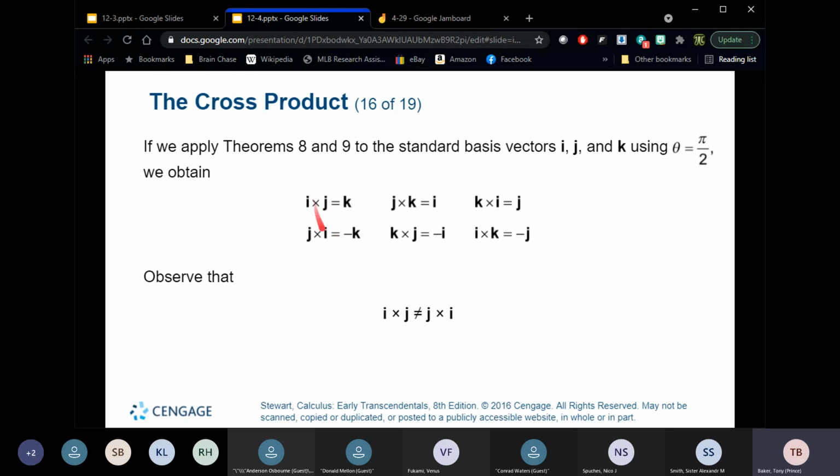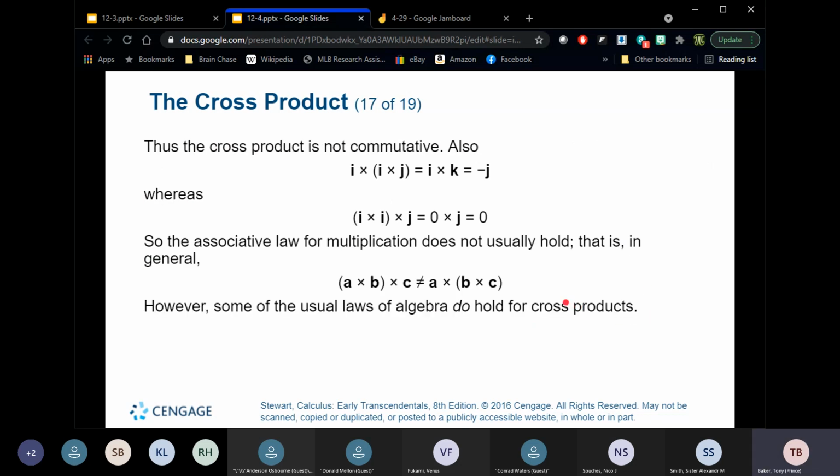Now, it's very important though. Notice that the cross product of I and j does not equal the cross product of j and I. So unlike when we were looking at the dot product, where you can reverse things and they come out to be the same value, the cross product is not the same. If you reverse them, you do get different values, and you actually get the negative value. So the cross product is not commutative. If you switched it around, it does not work.